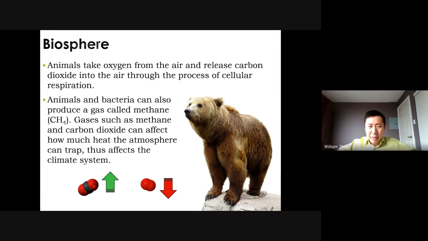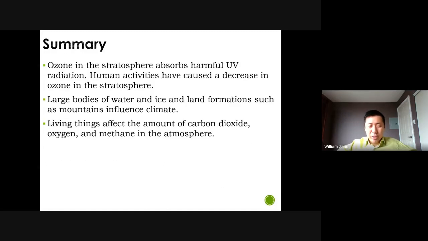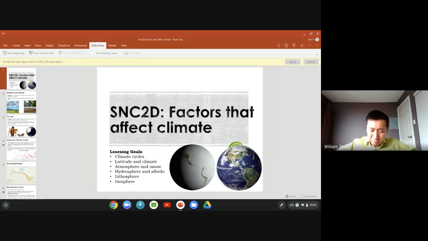All right. This should conclude the lesson. So basically, we learned about weather and climate. We learned the various factors that affect climate, Milankovitch cycles, how Earth receives energy from the sun, how latitude affects climate, and the four spheres. This is a relatively short class, so any questions?